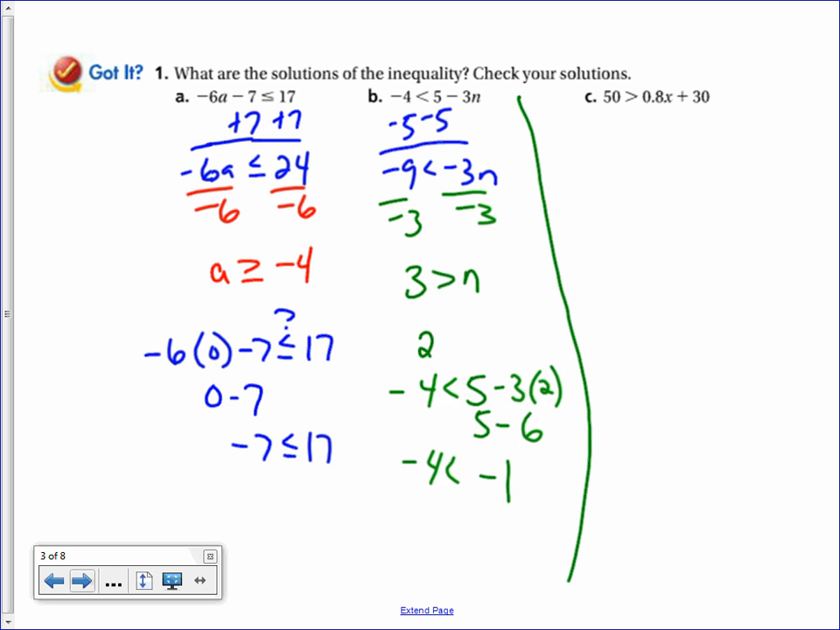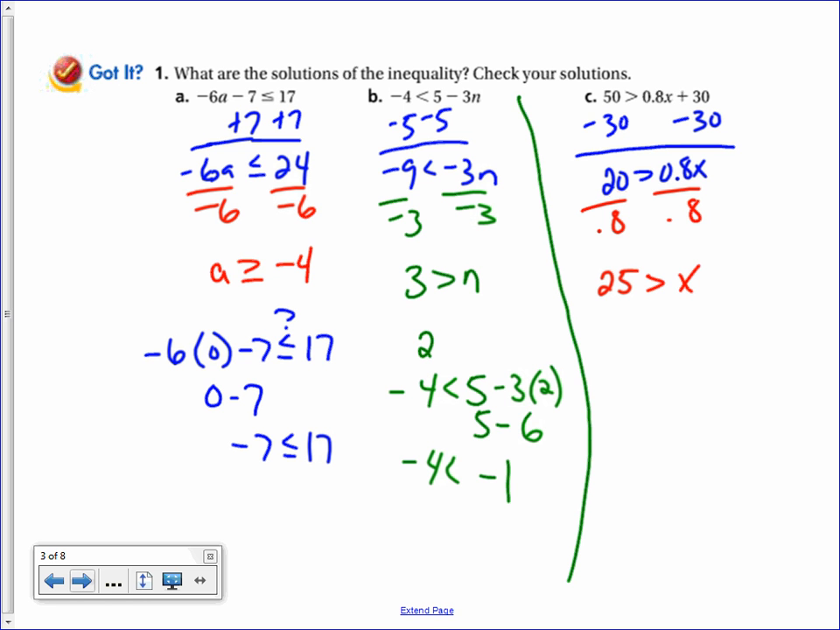Okay, my next problem, letter C here. I would first subtract 30 from both sides, and I'd have 20 is greater than 0.8x. To solve that, I would now divide by 0.8 on both sides. 20 divided by 0.8 is 25. I didn't divide by a negative, so I don't need to switch the inequality. So 25 is greater than x.